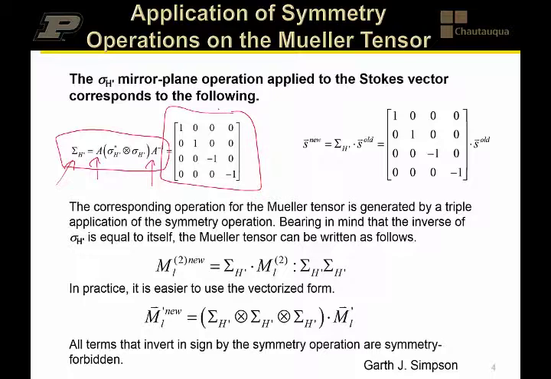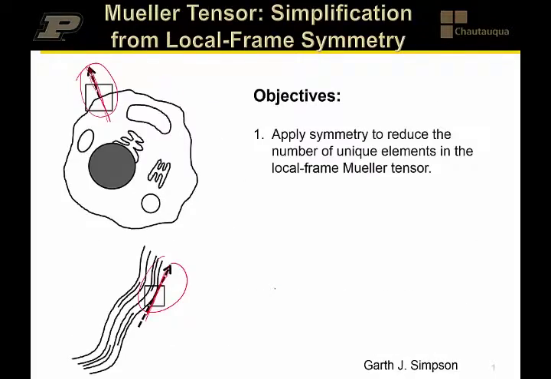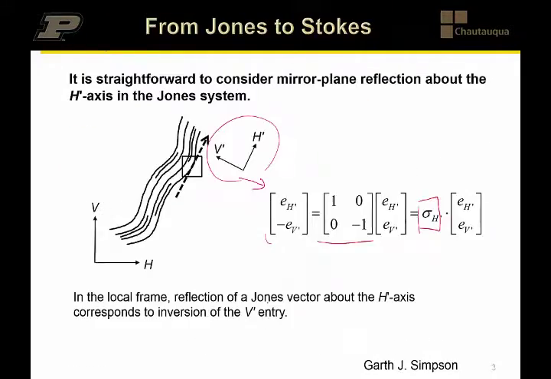So if we have mirror plane reflection symmetry in an ensemble, then the Stokes vector, according to that symmetry, will invert in the 2 and 3 entries and stay unchanged in the 0 and 1 entries. And if we think about that, does that make sense? I certainly hope it does.